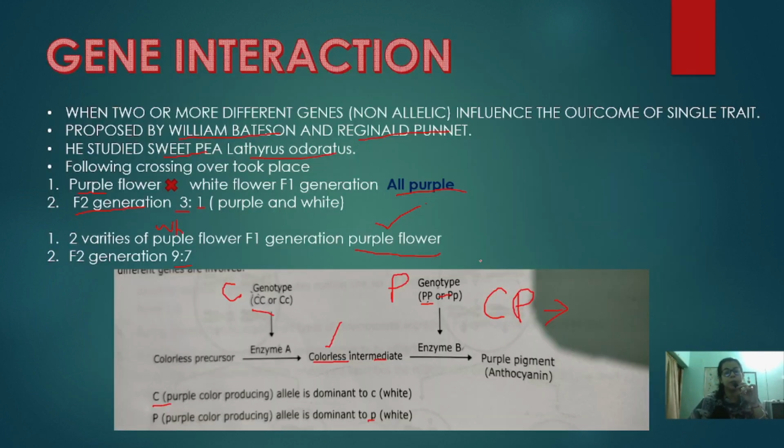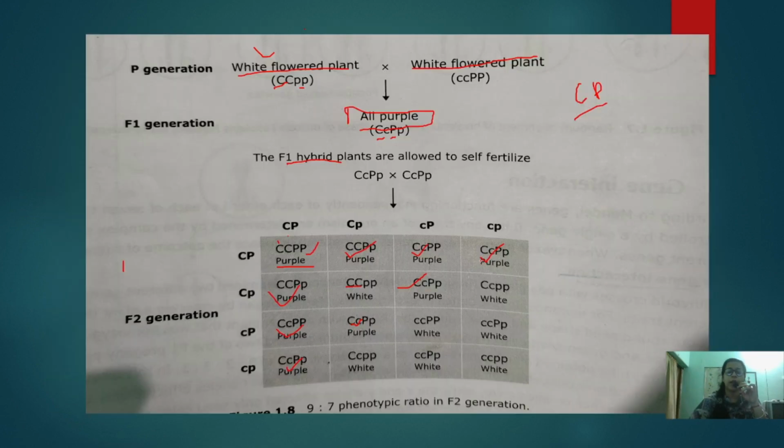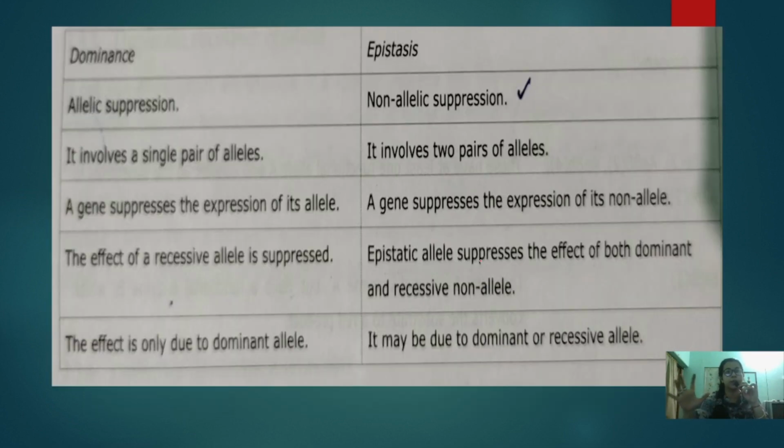By now you must be clear why we got this ratio 9:7, and why when we crossed two varieties of white flower, we got purple flower because of this gene interaction. So actually, this is the phenomenon of epistasis. What is epistasis? We will be discussing it in detail in the next class, but now, what is the difference between epistasis and dominance?